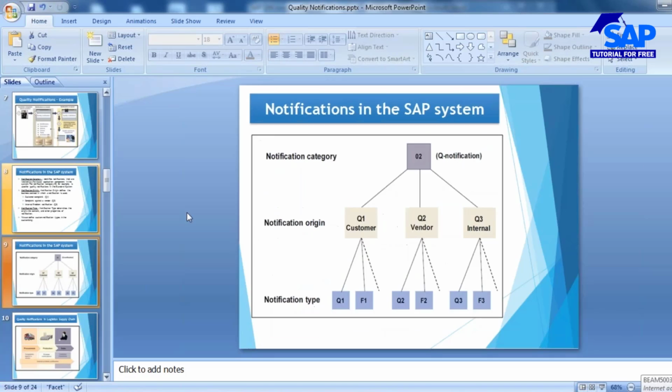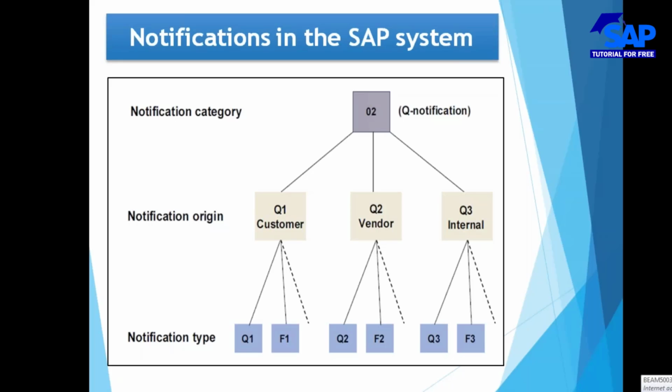Okay, so now this picture will give you a brief overall idea. Notification category for quality notifications is Q02. Now under that you have three types of origins. For each origin you can create, as per your requirement, different notification types. So whenever you are creating a notification, you need to assign a notification type.